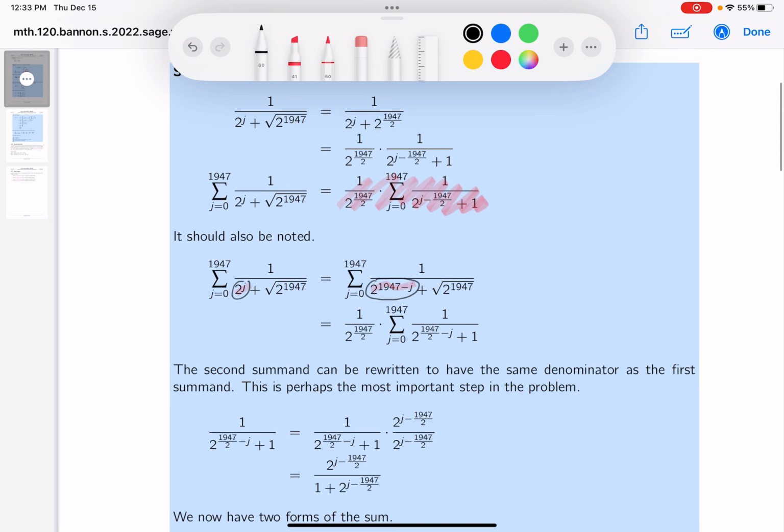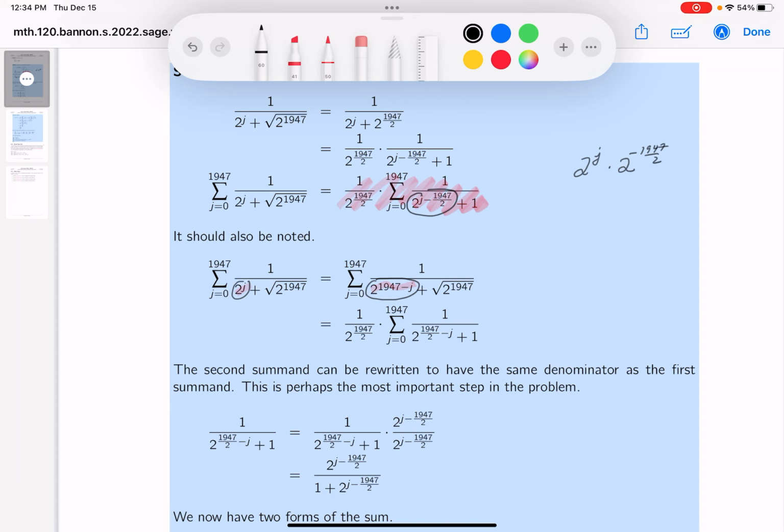Now what I want to do is rewrite this guy over here. And I've got troubles right away. I'll tell you what they are. I do see 2 to the j, but then I see this power next to it, and I'll write it down right next to it: 2 to the minus 1947 over 2. All right?